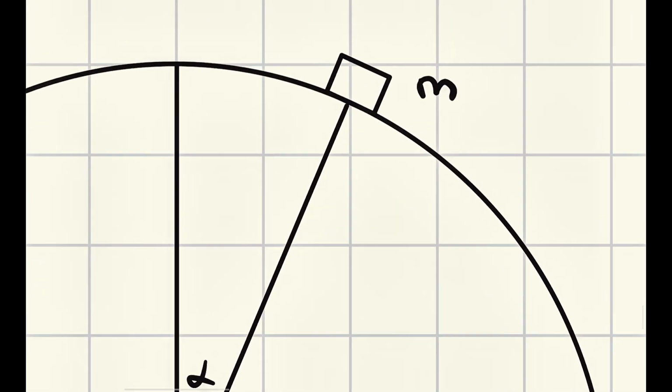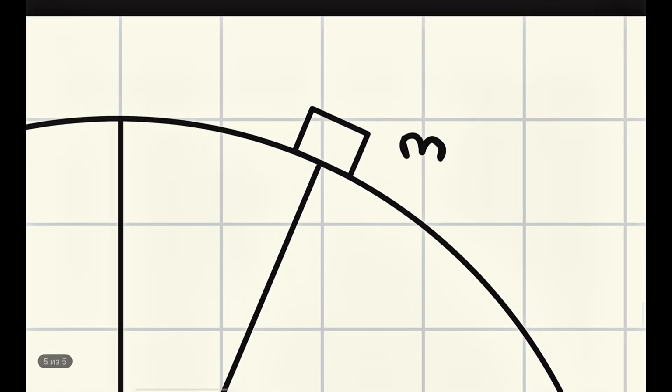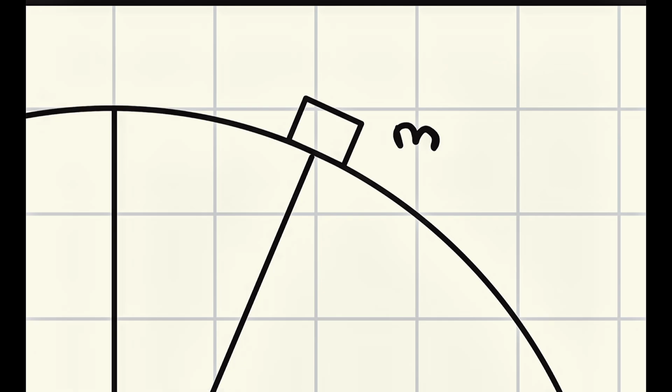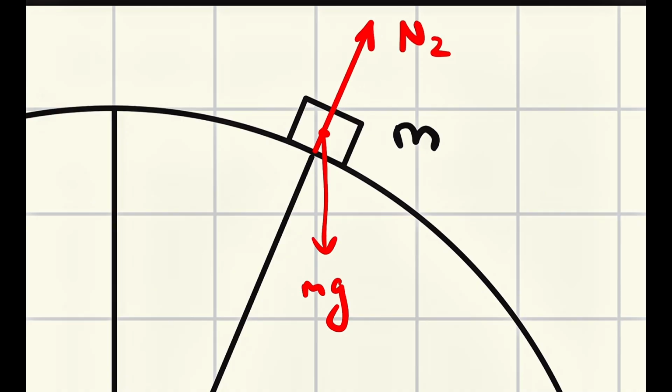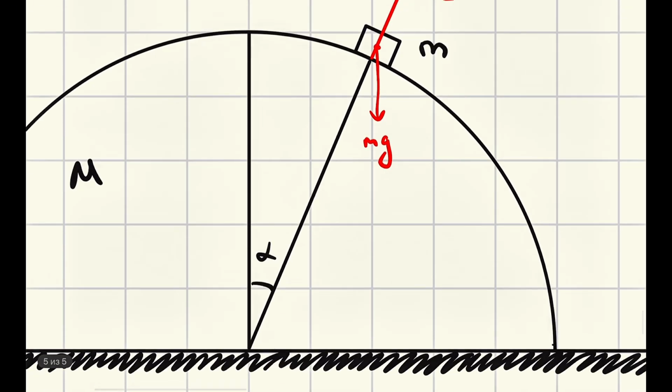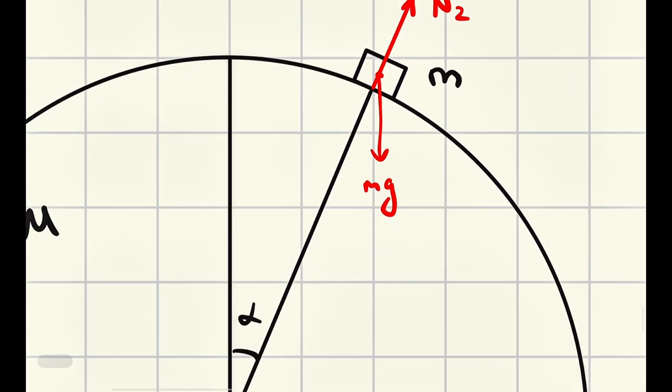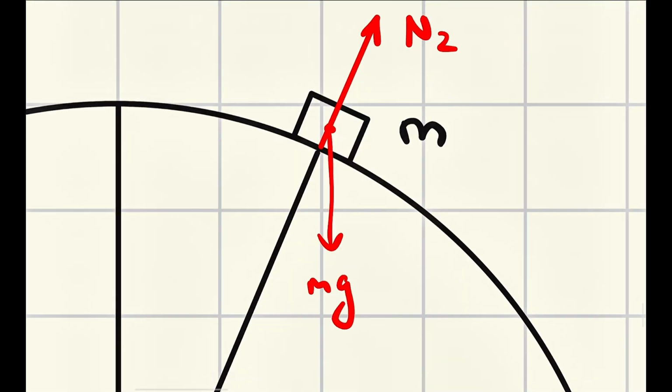So what do we have here? Let's write down the forces acting on our small block. Basically, we have here mg, definitely. We have here our normal force. Let's call it normal force 2, because normal force 1 would be the normal force of the huge object. And what else? There is no friction, and I believe that's it. There is nothing else acting on our object.